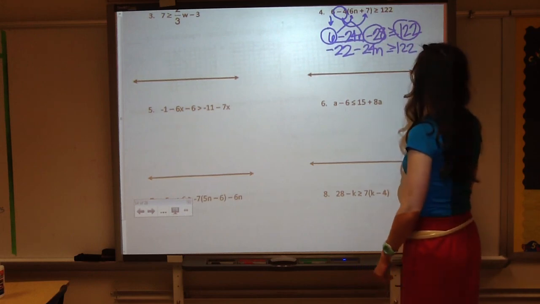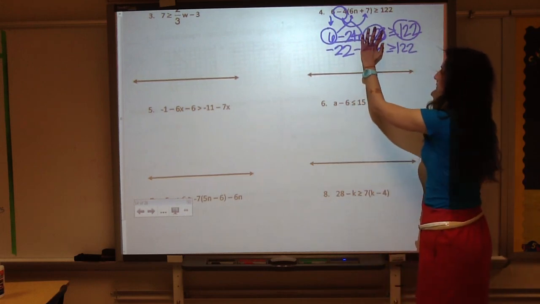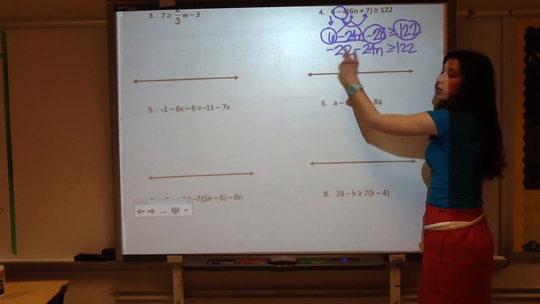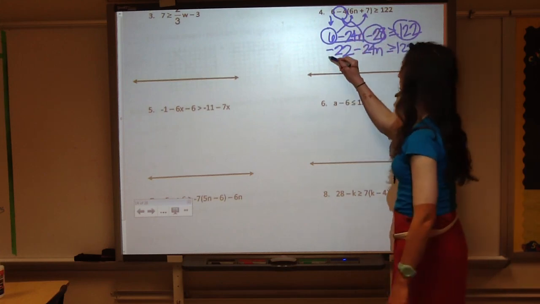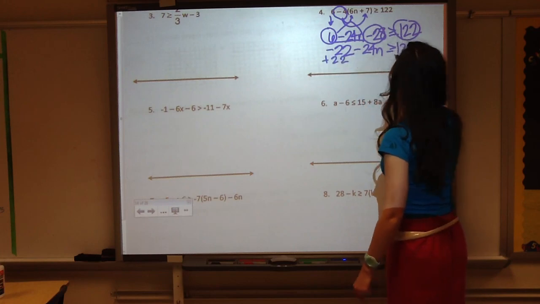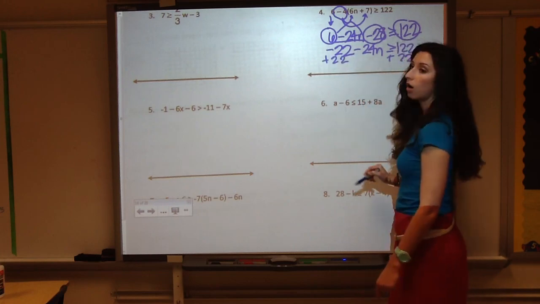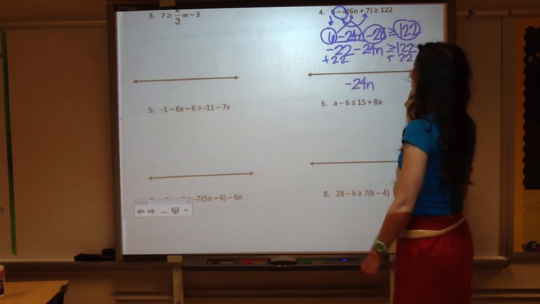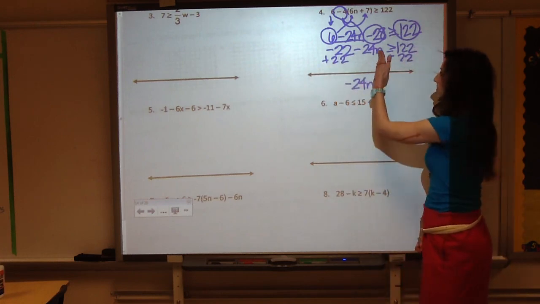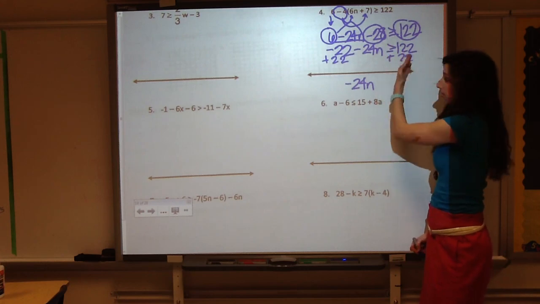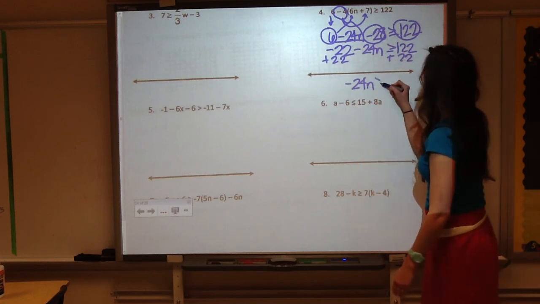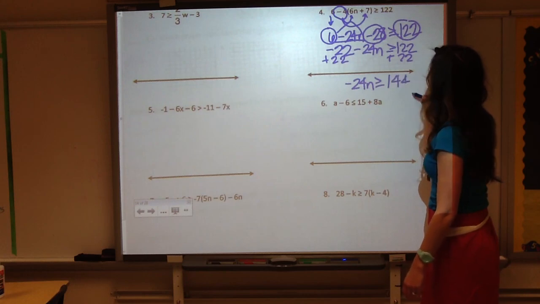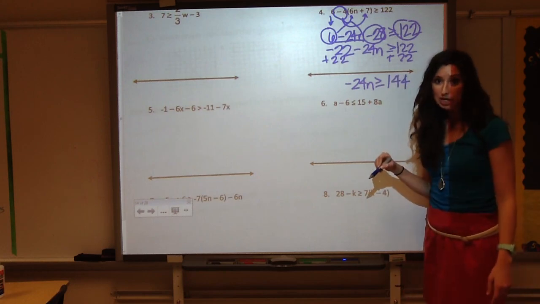Okay, at this point, the only thing I can do, I'm covering up my variable, which means I have a negative 22. How do I get rid of a negative number? Add it. Plus 22, plus 22. So here we go. Negative 24n. All I did was add, so I'm keeping my sign exactly the same. Okay? Greater than or equal to 144. How do I get n by itself?